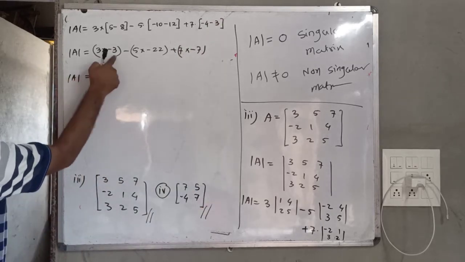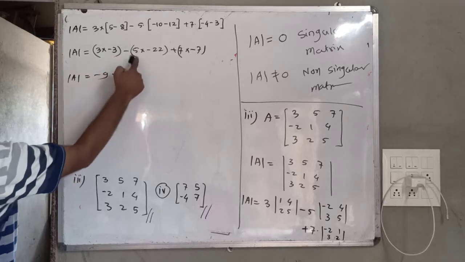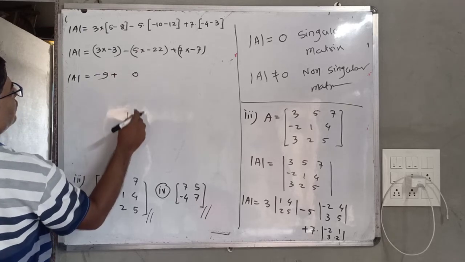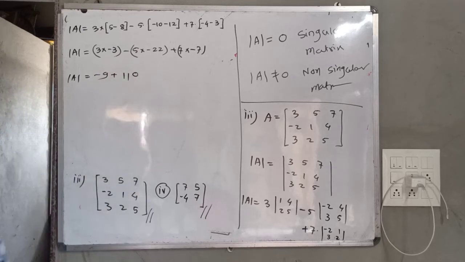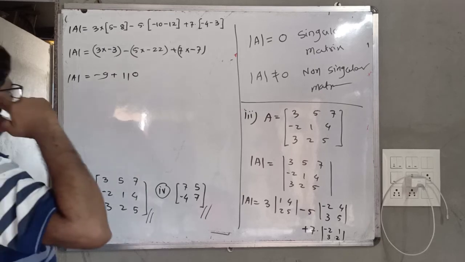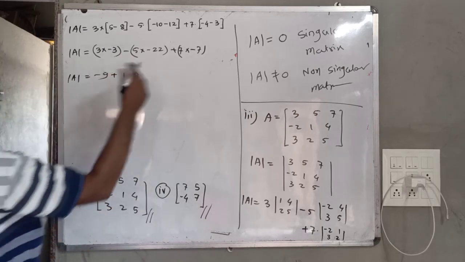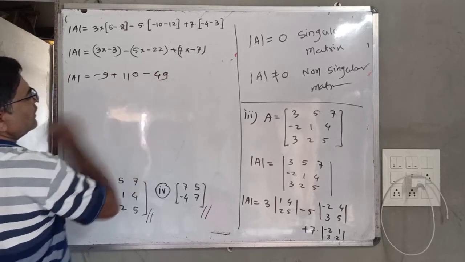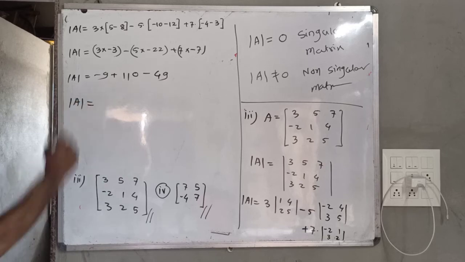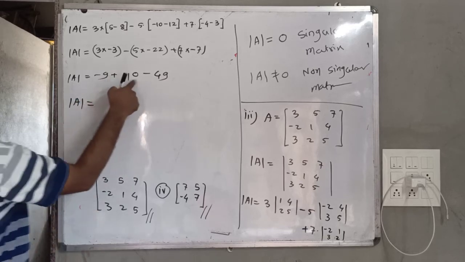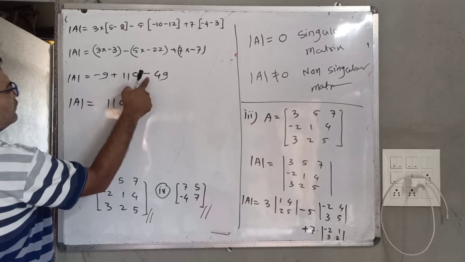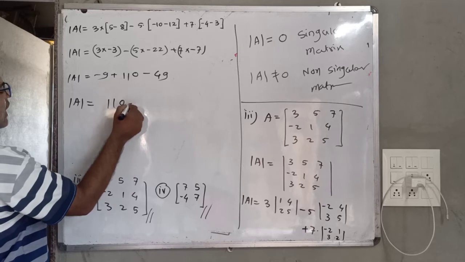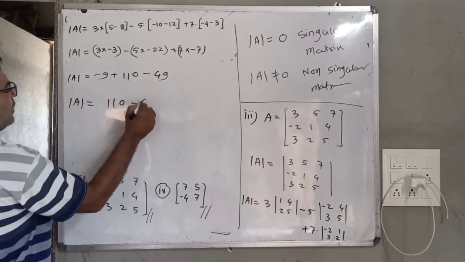Determinant of A equals 3 times 3 is 9, minus 9, and minus minus becomes plus, so plus 110, plus 7 times 7 is 49. The determinant of A is equal to, minus 9 plus 110 plus 49. Just add them, that gives 58.